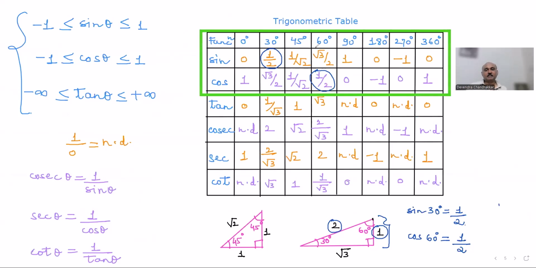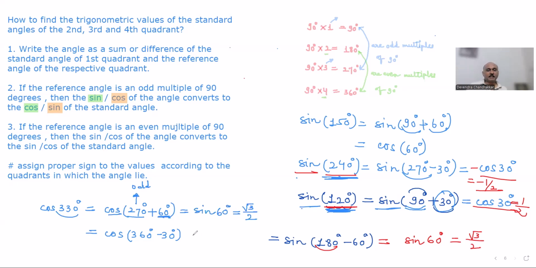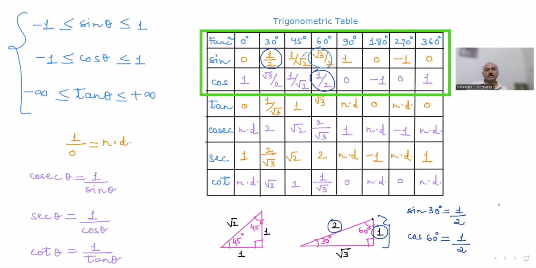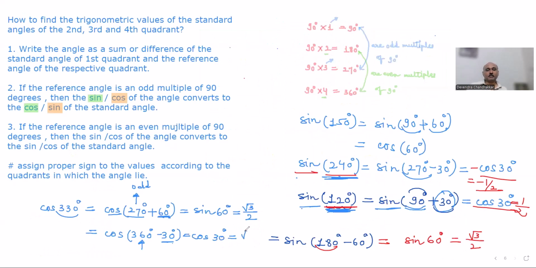Sine 60 is root 3 by 2. Clear? Similarly, use this: cos of 360 minus 30. This is an even multiple, so cos remains cos. But cos of what? The standard angle. Again, cos 30 is how much? You can check, cos 30 is root 3 by 2. So again, root 3 by 2.